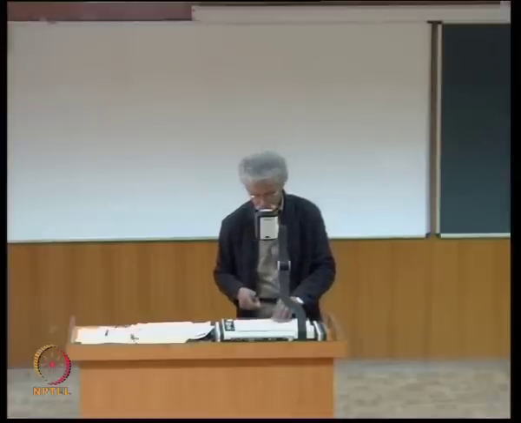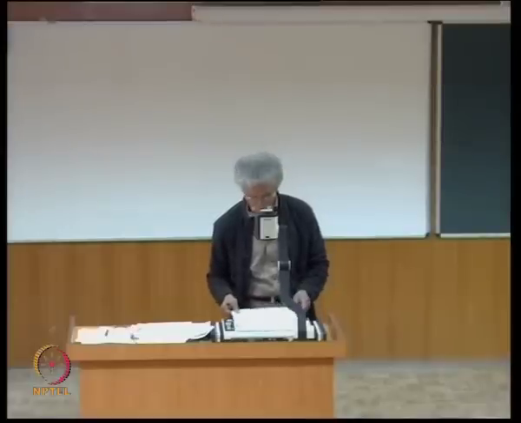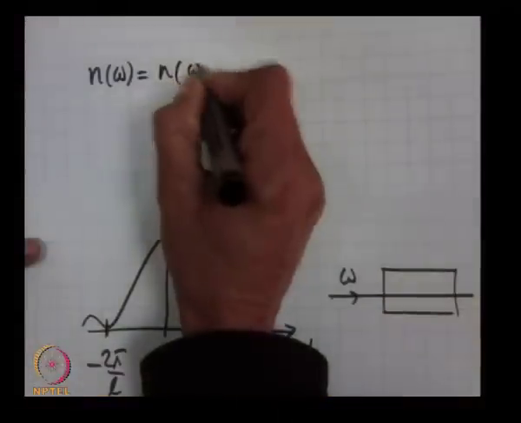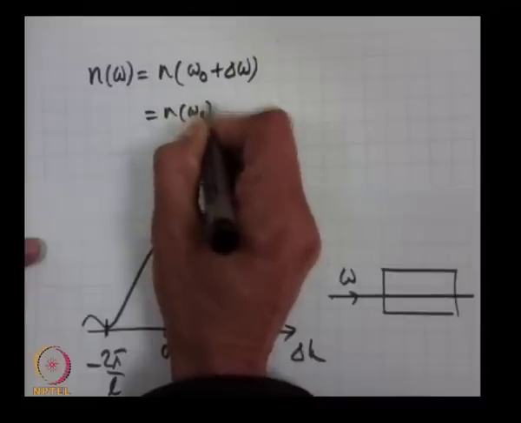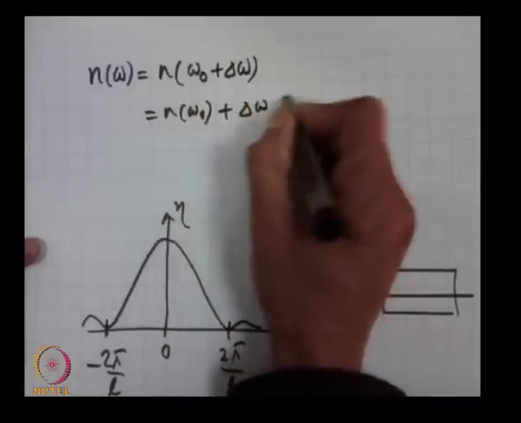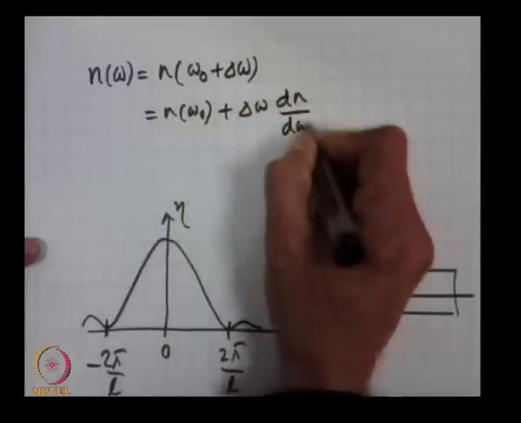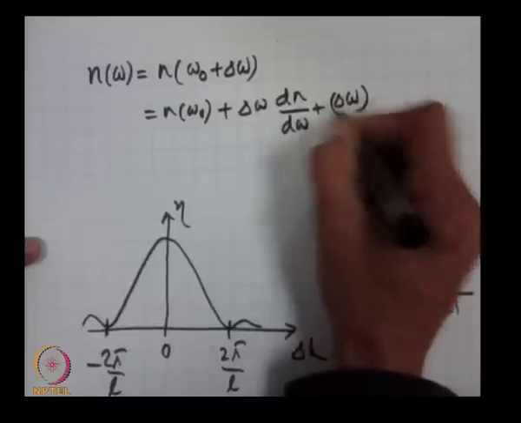If we assume that delta omega is very small as compared to omega. Yes, you will assume. Yes, agreed. n of omega will be equal to n of omega naught plus delta omega, so this is n of omega naught plus delta omega dn by d omega, plus you keep the next term and find out whether I need to keep it.